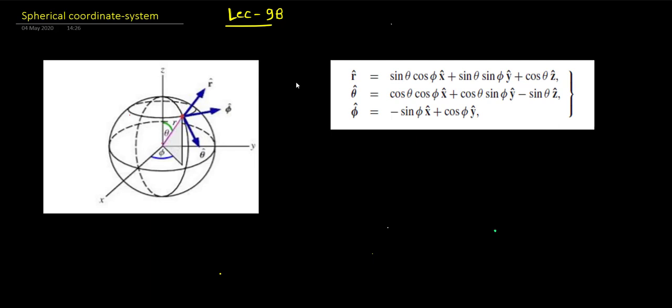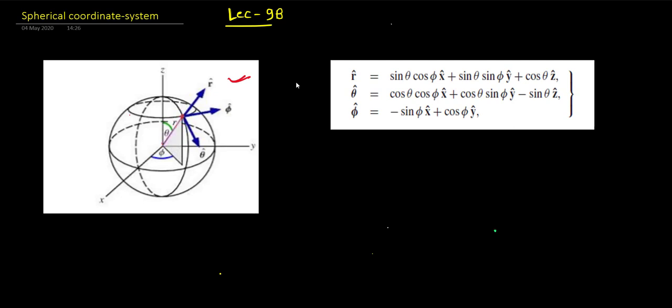Hi, as we discussed in the last class, any point in 3D space can be represented by r cap, theta cap and phi cap in spherical coordinates. Now let's try to visualize the directions of r cap, phi cap and theta cap. As you can see from this picture, r cap is always radially outward. So if you go in the direction of the radius, you will find the direction of r.